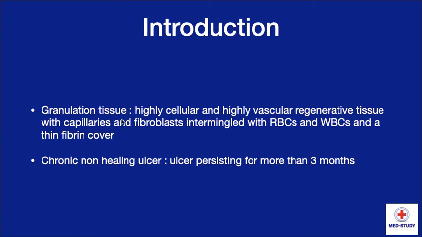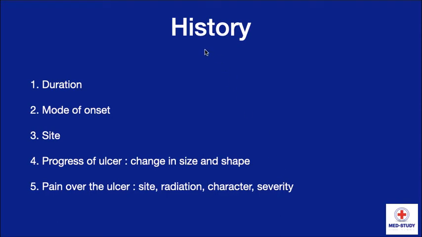So what is granulation tissue? Granulation tissue is highly cellular and highly vascular regenerative tissue with capillaries and fibroblasts intermingled with RBCs and WBCs and a thin fibrin cover. To denote an ulcer as a chronic non-healing ulcer, it must be persisting for more than 3 months. Now coming to history.